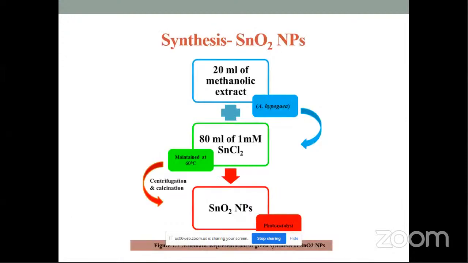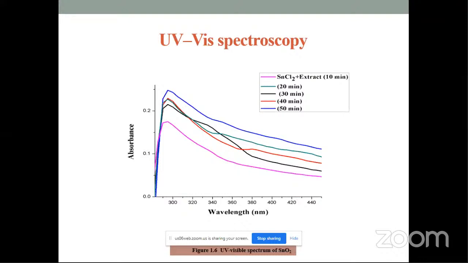So this is the methodology which we have followed. For the synthesis of the tin oxide nanoparticles, we have taken 20 ml of methanolic extract of Arachis hypogaea, the groundnut, and 80 ml of 1 mM tin chloride, and we maintained it at 60 degrees, followed by centrifugation and calcination. Then we got the SnO2 nanoparticles. So this is the methodology, and we will go on to UV visible spectroscopy.